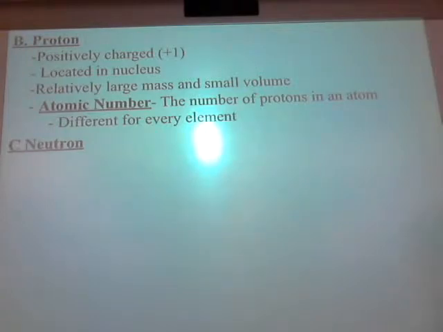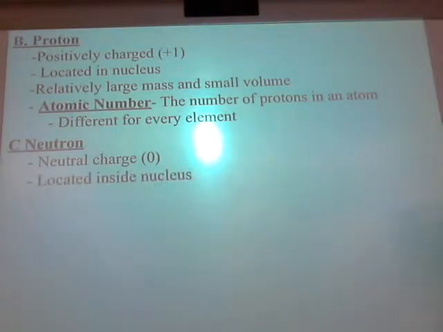What charge do you think Jimmy Neutrons have, Ronnie? Neutral. Absolutely. No charge. 0. And where are they located, those neutrons? What do you think, Zach? In the nucleus. Neutrons, nucleus. It's kind of easy to remember. Neutral.